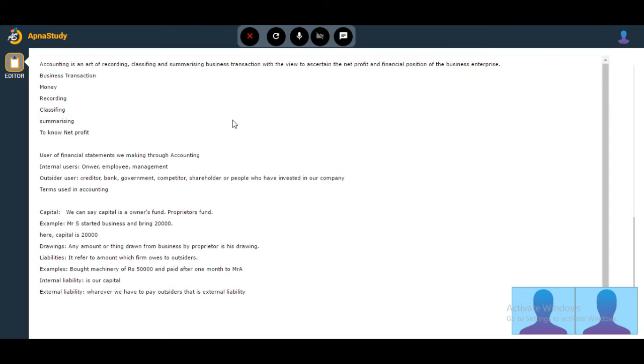Then we have income. Income is basically whatever we earn from our business. Income from business. Expense.